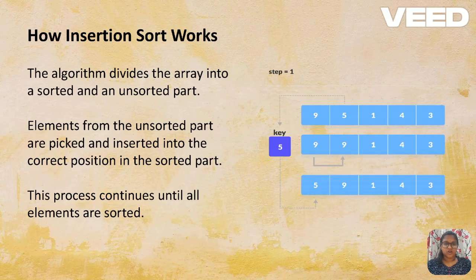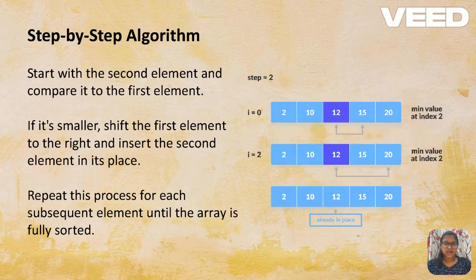How insertion sort works. The algorithm divides the array into a sorted and an unsorted part. Elements from the unsorted part are picked and inserted into the correct position in the sorted part. This process continues until all the elements are sorted.